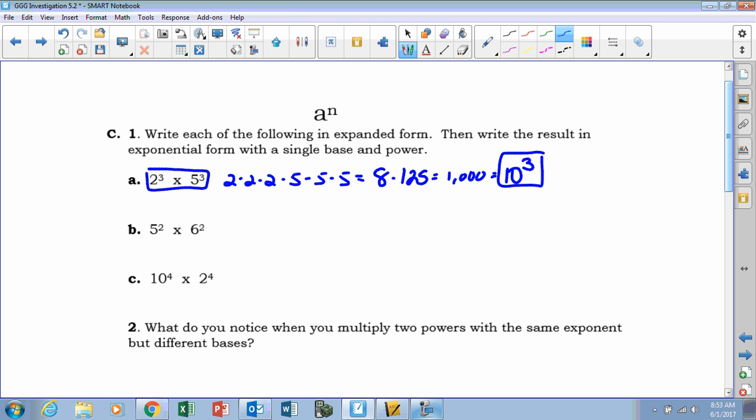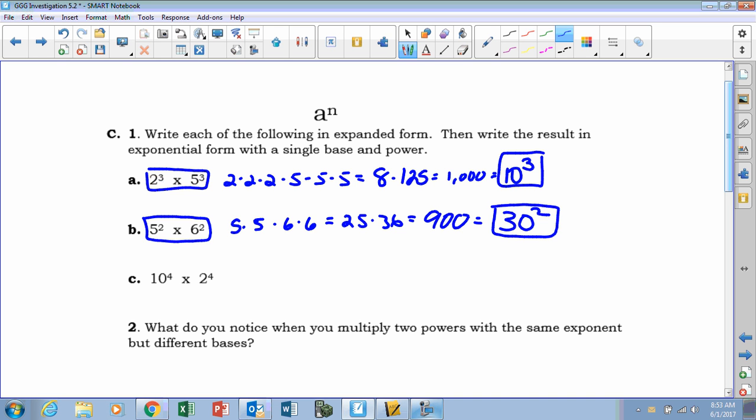Okay? Let's look at the next one. 5 times 5 times 6 times 6. So that's 25 times 36, right? When I multiply 25 times 36 is 900. Anyone know how we can write 900 in an exponent form? Anyone know what 900 is? 30 times 30, right? Which is 30 to the 2nd power. Good. So again, we started with this, and we finished with that box on the end. Anyone starting to see the pattern yet?